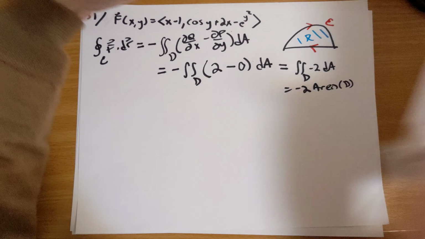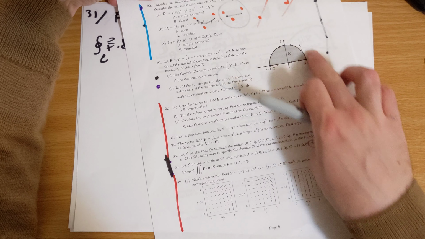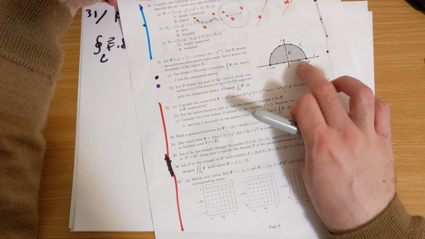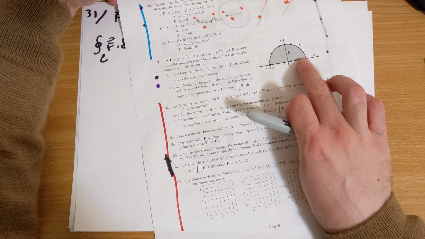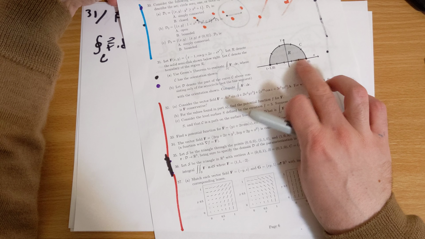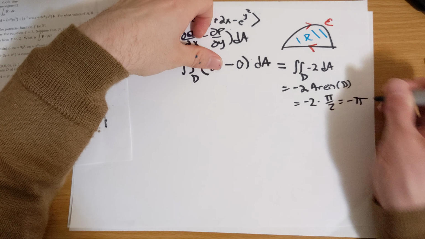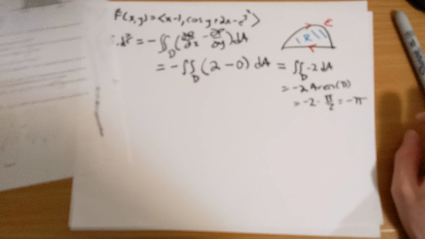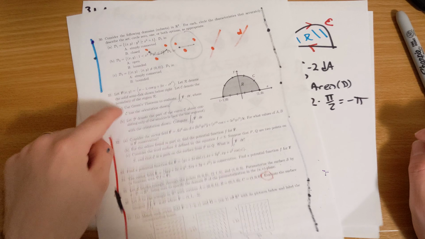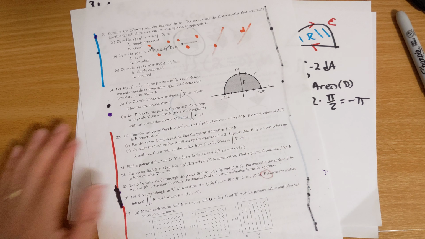And the area of D, this is a semicircle. An overall circle would have area pi r squared. R is 1, pi times 1 squared is pi. So minus 2 times pi over 2 is negative pi. Okay, so that takes care of part A, the entire loop here.